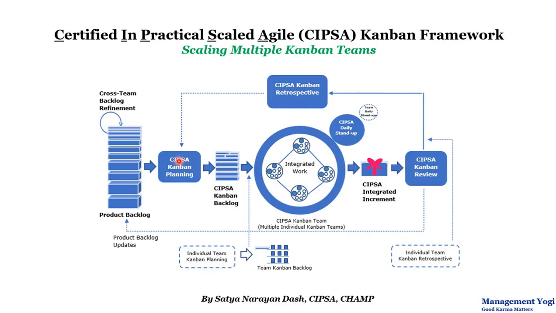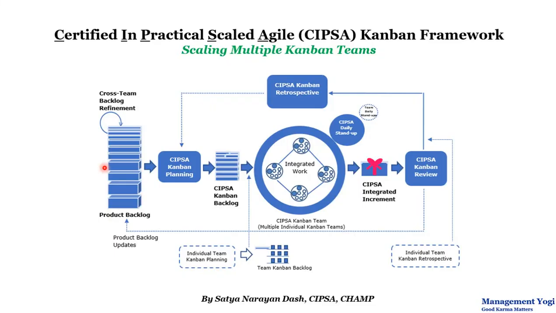meta event. You would have noticed another dotted rectangle. This dotted rectangle is with respect to the individual team Kanban retrospective. The individual team Kanban retrospectives precede the CIPSA Kanban retrospective meta event. Also, in the CIPSA Kanban review meta event, it is possible that you might have some product backlog adjustment. If that happens, this is where the dotted line is coming up, the product backlog will get updated.